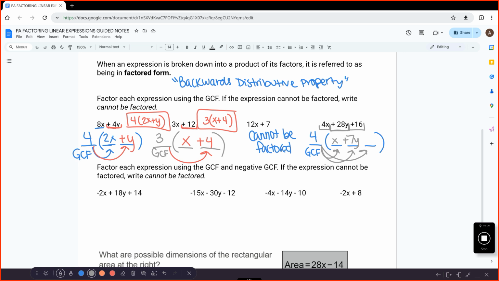All right, so 4 times what is going to get me positive 16? 4 times a positive 4 will get me positive 16. So our answer for this would be 4 parentheses x plus 7y plus 4.